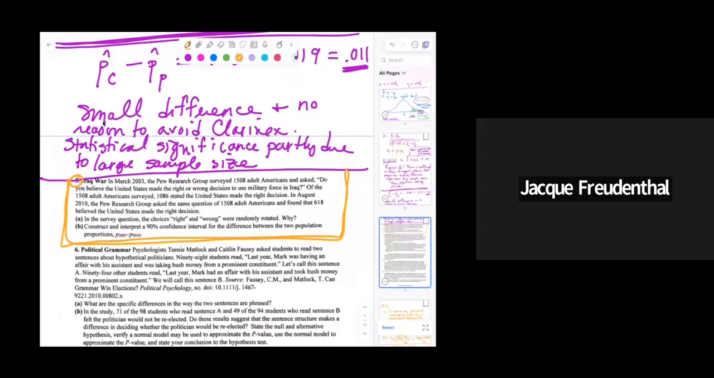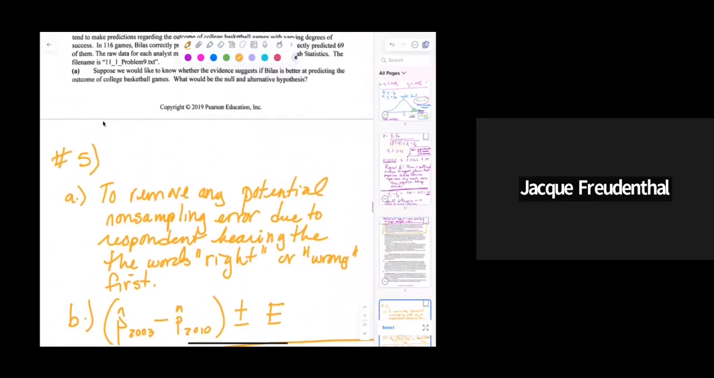Of the 1,500 adult Americans surveyed, 1,086 stated the United States made the right decision. In August of 2010, the Pew Research Group asked the same question of 1,500 adult Americans and found that 618 believed the United States made the right decision. In the survey question, the choice right and wrong were randomly rotated. So why would that be? The reason for that is to remove any potential non-sampling error due to the respondent hearing the words right or wrong first.